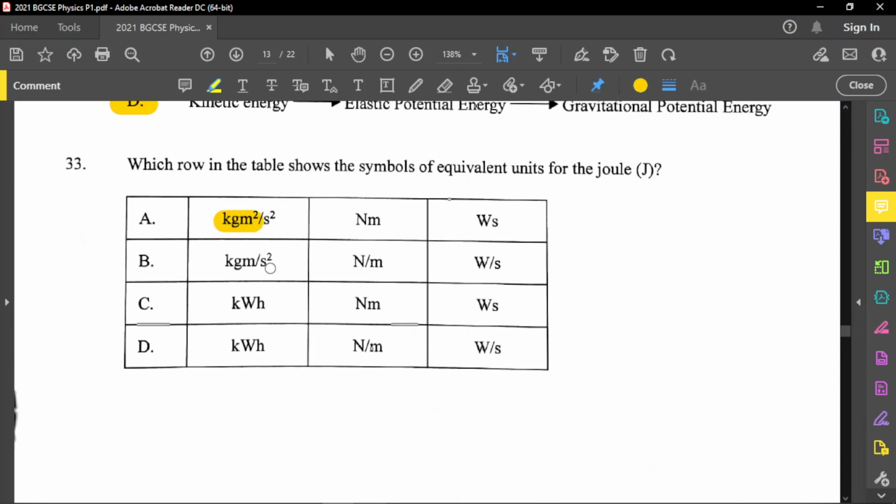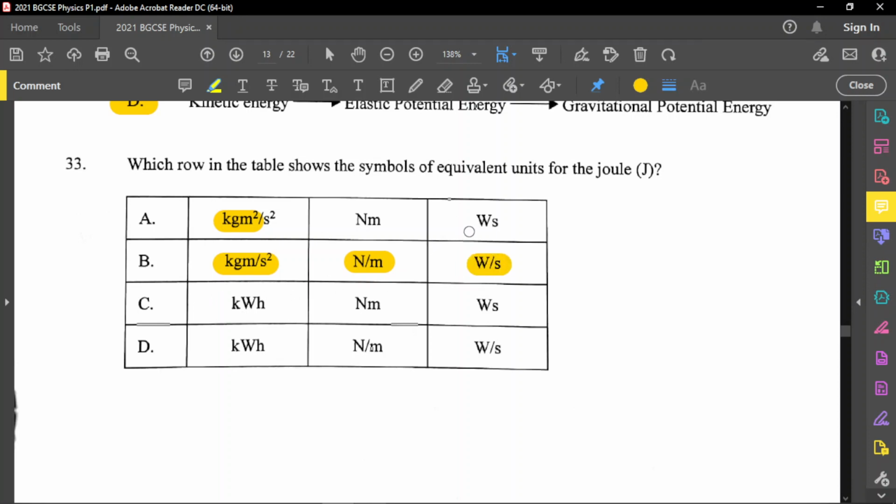For option B, kilogram meters per second squared, that is a force. That's what force is equal to. Newton per meter is also wrong, and watt per second is also wrong. So everything in B is wrong.